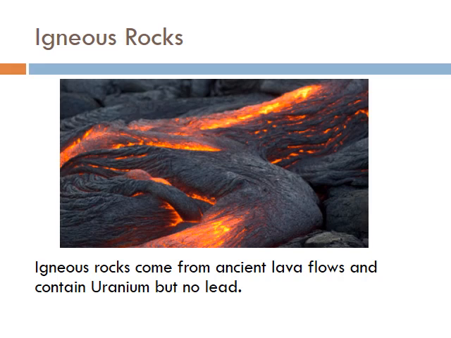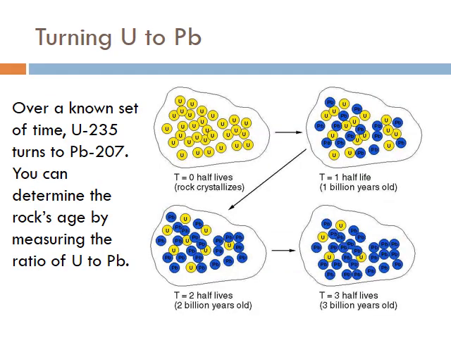If you test that rock later and you find lead, it means that the uranium is breaking down and turning into lead. So you can gauge how old it is based on how much lead is present and in what ratio to the uranium, because we know the uranium's half-life. So that U-235 turns into lead-207, and you just measure the ratios.